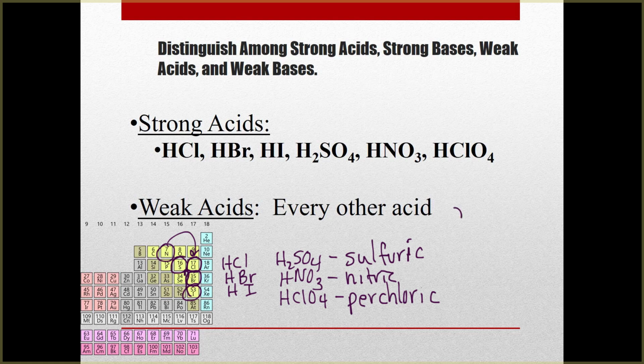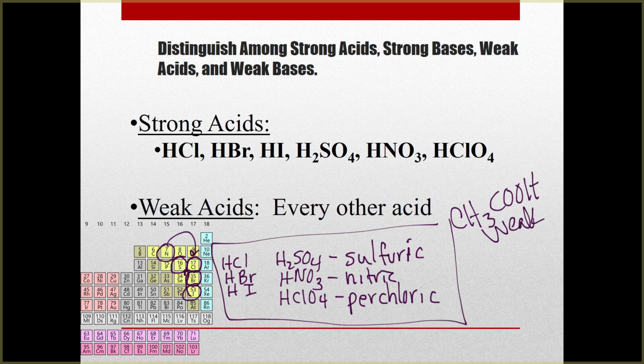So if I gave you CH3COOH, and I would say strong or weak, you would say it's weak because it's not part of that 6. So these guys are strong and everything else is weak. So no matter what you have. If I gave you NH4 plus, you would say that's weak. If I gave you HF, you would say that's weak. If I gave you HBr, well, that's on our strong list, so that would be strong.